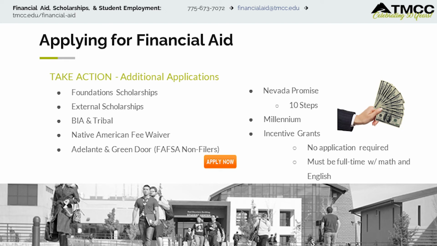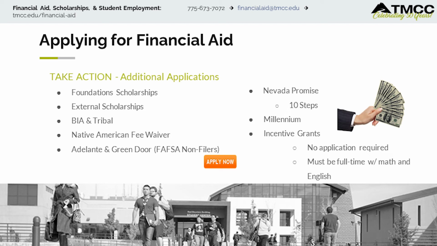For the Green Door Scholarship, only 3 credits are required, but math or English must be included until the math and English requirements are met. In addition, a thank you letter is required after the fall semester each year, or the student will be disqualified from receiving the scholarship in the spring.